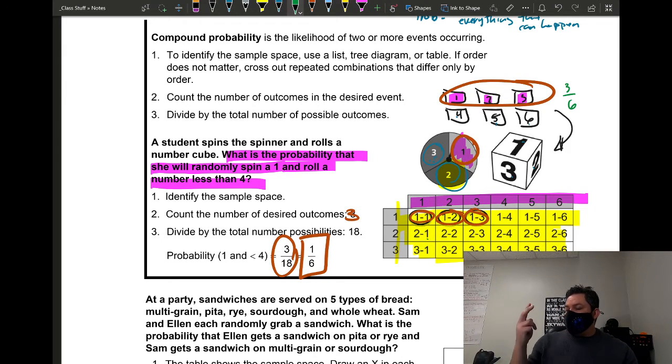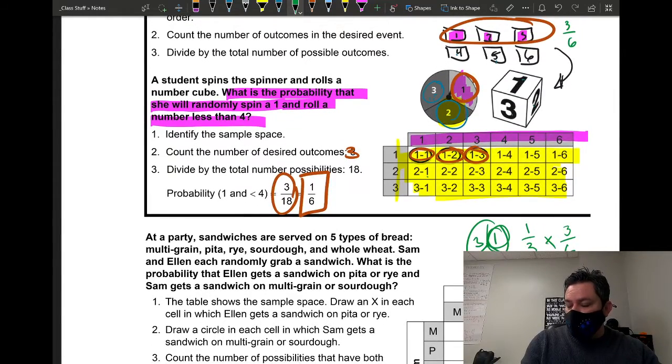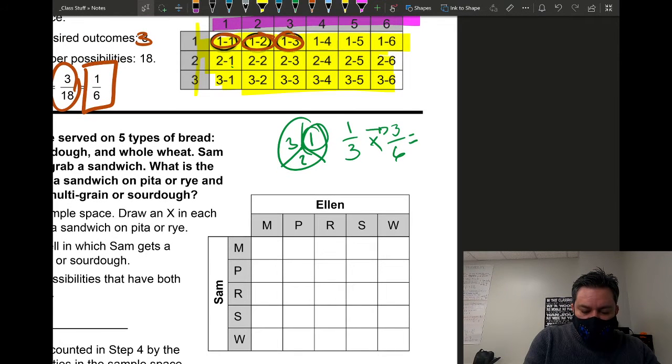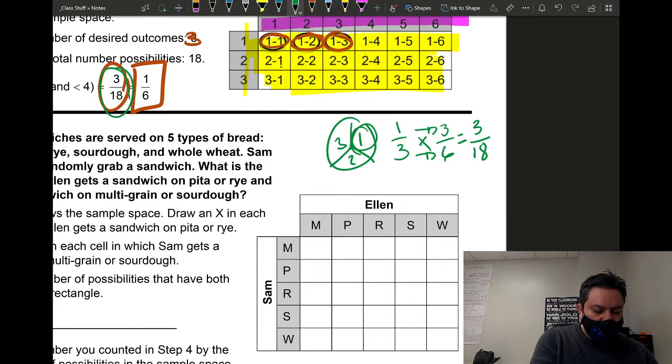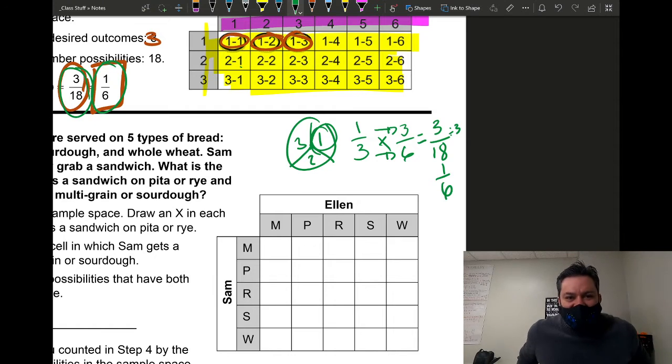So you gotta put it like this, 3 out of 6. Now, to find the compound probability, the faster way, all you gotta do is multiply these two. Again, 1/3 for the spinner, because you only have a 1 out of the 3, and then 3 out of 6 for the number cube, and all you have to do is multiply those two numbers. When you multiply that, 3 times 1 is 3, 3 times 6 is 18, which is the same number that we got over here, and when you simplify that, divide both of them by 3, you get 1/6, which is my answer. That's the faster way. You don't need to do tables unless they ask you to do the tables.